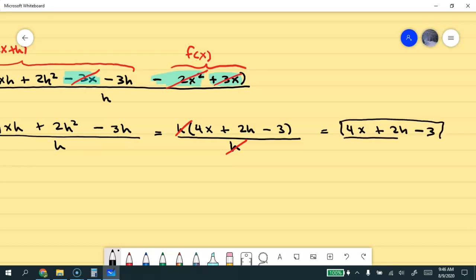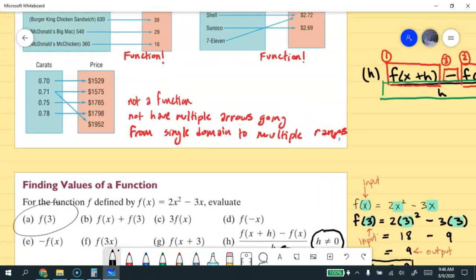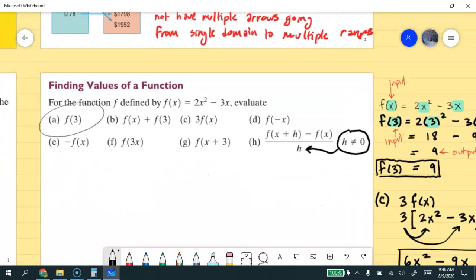If you're wondering where in the world did they get this problem from, this is a problem from calculus. So when I'm teaching calculus, I do these all day, all right?